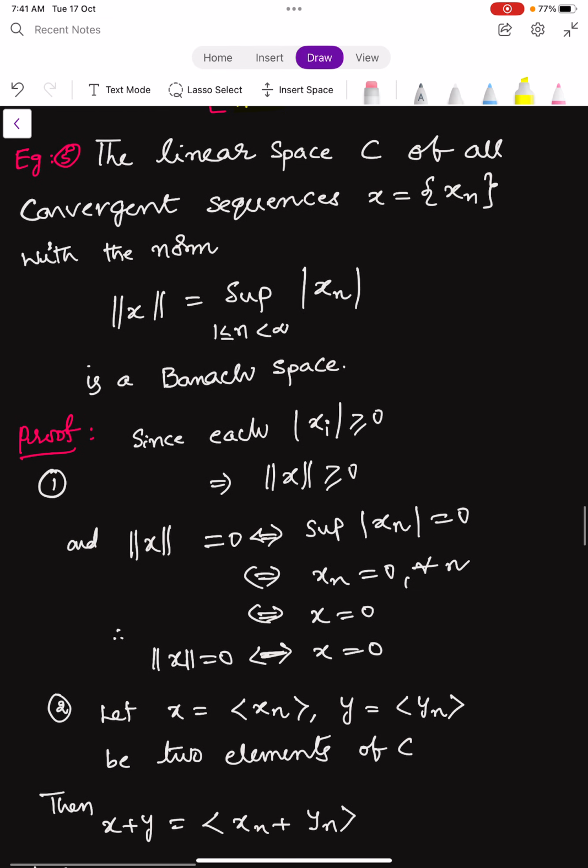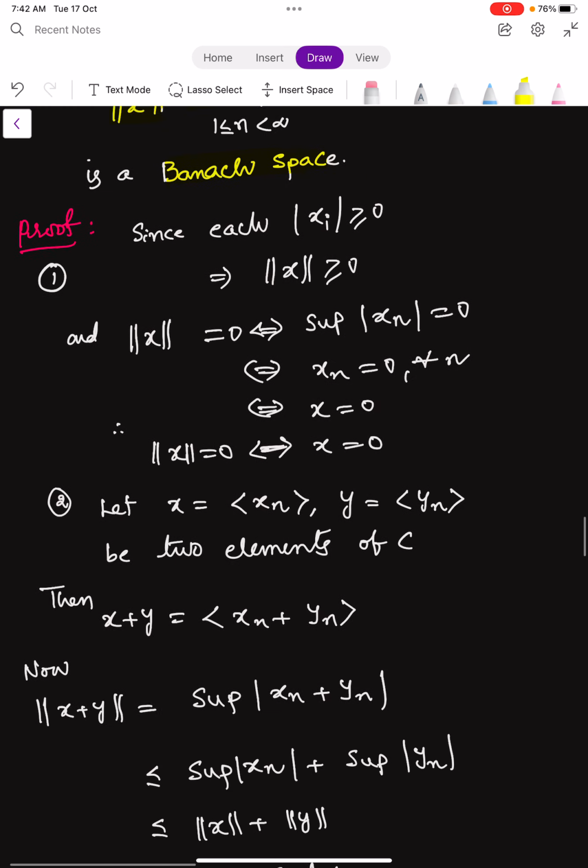Example 5, one of the more important examples for our examination. Let us see the linear space c of all convergent sequences. Observe that c is the linear space of all convergent sequences x = (xn) with the norm ||x|| equals the supremum of |xn|, the supremum of the sequence. It is a Banach space. So the set of all convergent sequences defined with this norm forms a Banach space. We prove this example because of its importance for our examination.